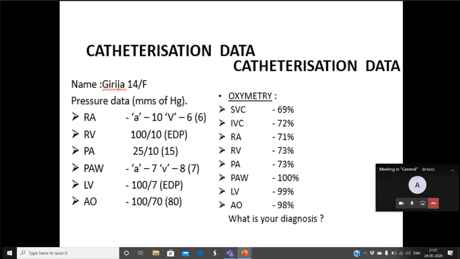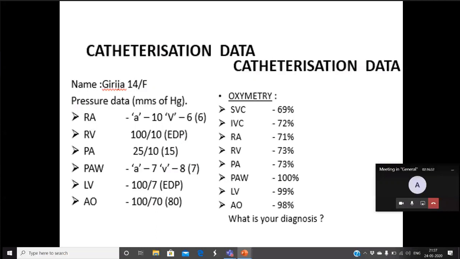RV, LV end-diastole has gone up to 10. So it's a pulmonary valvular stenosis with probably some degree of RV compliance. RV is not dilated, but that is why end-diastolic pressure is elevated. Are you getting the point?